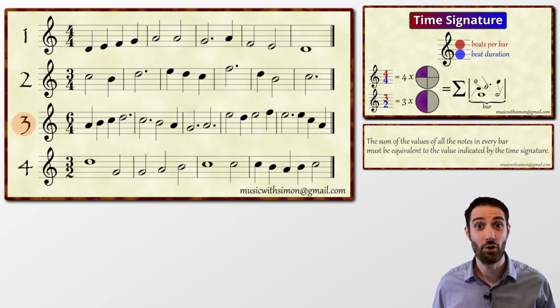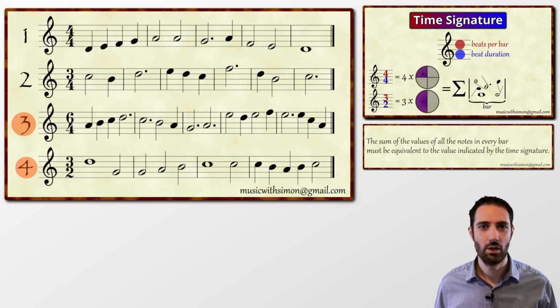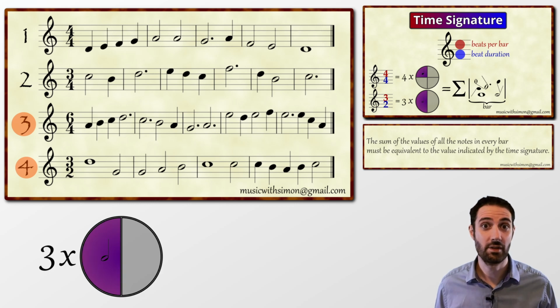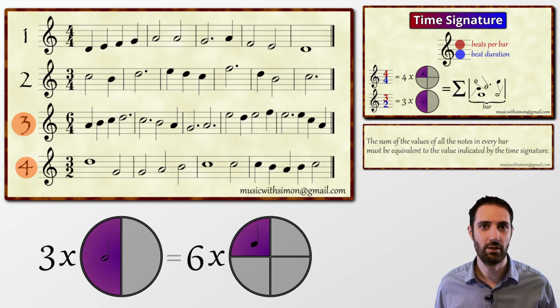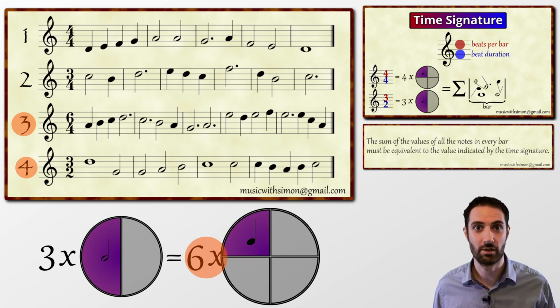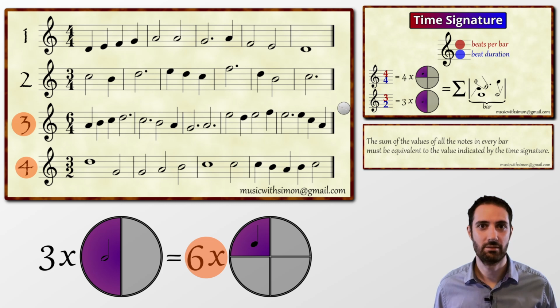Look again at the third and fourth example. When we calculate the sum of all the values, we can certainly consider 3/2 and 6/4 to be equivalent. But the two time signatures are quite different. In the third example, there are 6 beats in every bar, and 1 beat corresponds to a duration of 1/4. The music goes like this.